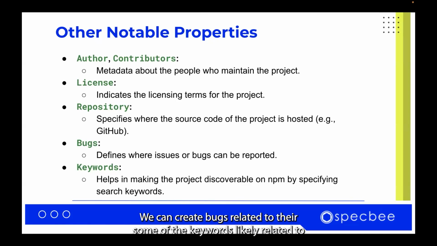Keywords are for making the project discoverable, as npm-specific search keywords. Like if we need to search for some specific functionality, we can use the specific keywords to find it out.